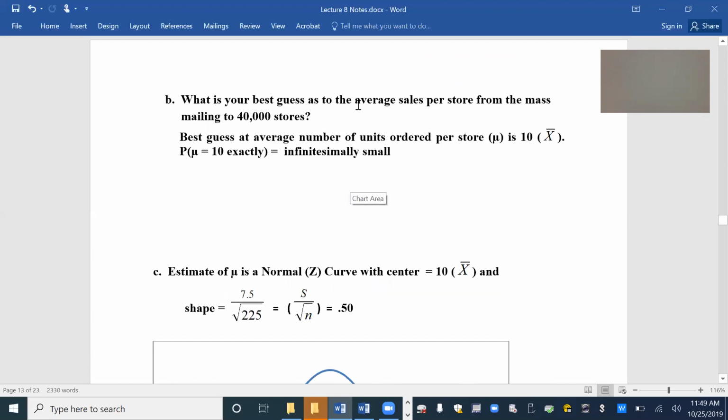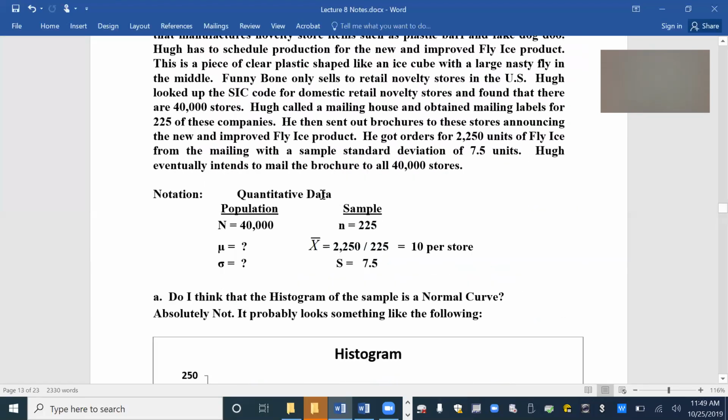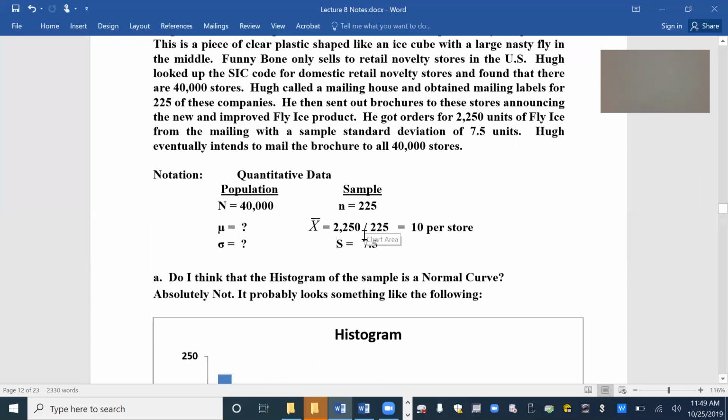What's my best guess as to the average sales per store when we do the mass mailing to all 40,000 stores? Your best guess at mu is x bar. Your best guess at sigma is s. These two values, x bar is your best guess at mu, s is your best guess at sigma. And the bigger the sample size, the closer those guesses are to the real values.